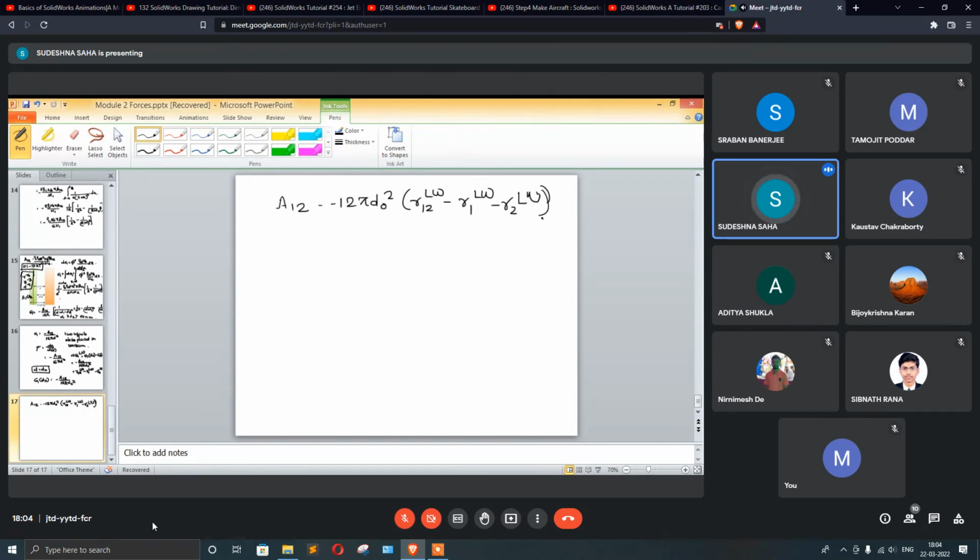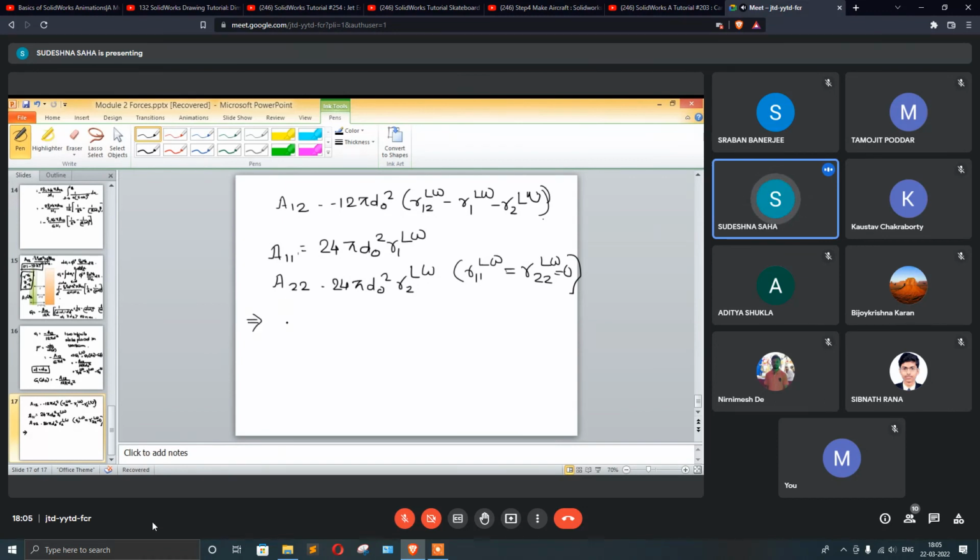And by simply putting, in place of 2, if we want A11, if we try to get the interaction of A11, then we can obtain it simply by 24 pi d naught square gamma 1 LW, and A22 will be 24 pi d naught square gamma 2 LW, because gamma 11 LW and gamma 22 LW will be equal to 0.